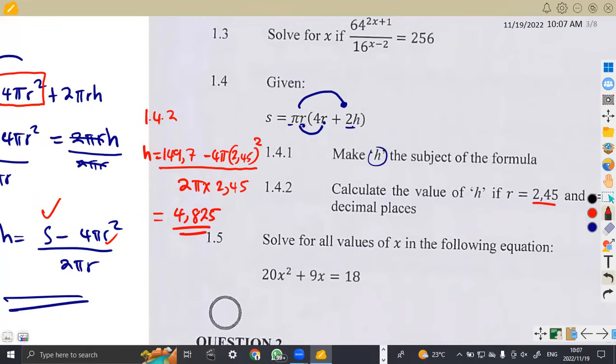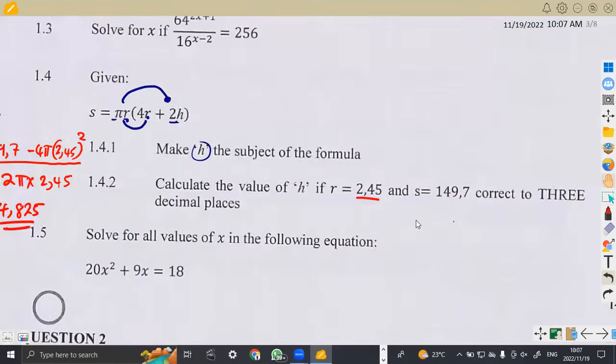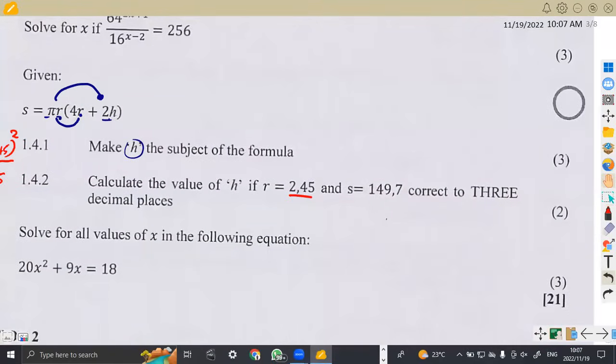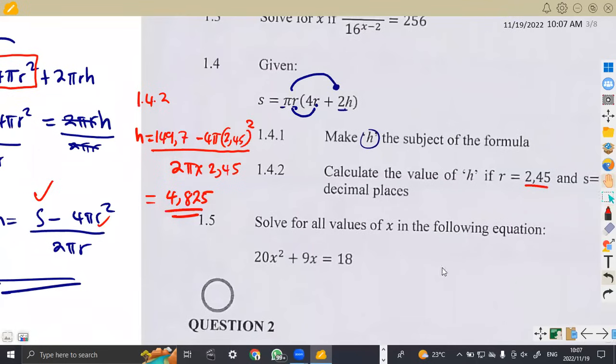That's a substitution, guys. Just a substitution here. Take note of the instruction: to 3 decimal places. That's why we have to round off here to 3 decimal places.